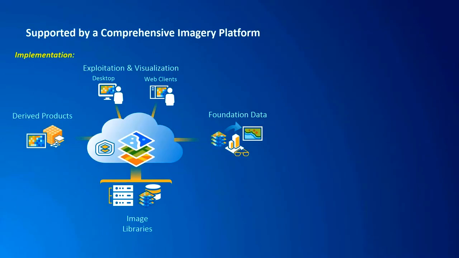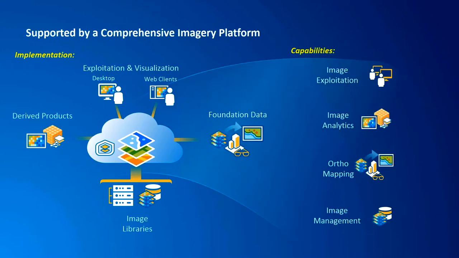So this is what the platform looks like. Underneath you have the image libraries. This is coming from your server technology. That can be served up to a cloud, which is either on-premise or in the actual cloud itself. From that, you can derive different products through your analytics. You can create foundation data through orthophotogrammetry, and you can then exploit all that data through both desktop and thin-based web clients. And you can see, here's the capabilities listed on the right-hand side: imagery management, ortho mapping, image analytics, image exploitation.